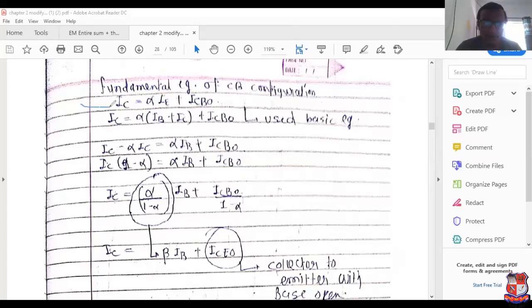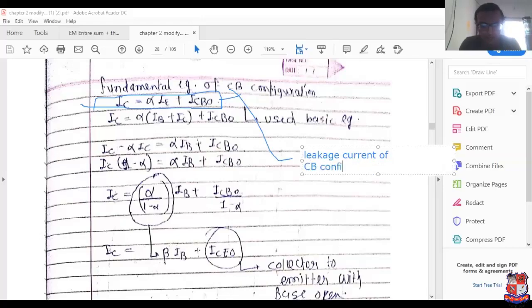See this, IC equals alpha times IE plus ICBO. ICBO means what? It is known as leakage current, the leakage current of the common base configuration. Remember this point: in the reverse bias condition of a PN junction diode, only leakage current can flow in the circuit. Obviously, the collector base junction is in reverse bias.